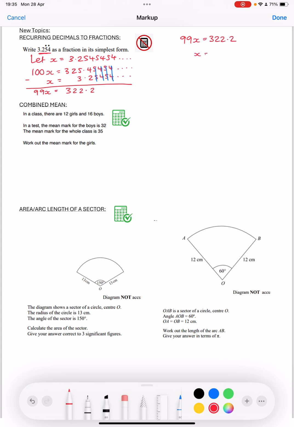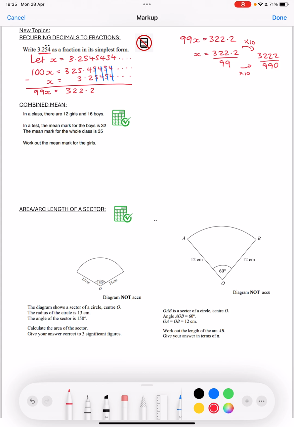If we divide both sides by 99, we get this fraction. And then to get rid of the decimal in the fraction, because we don't want that, we're going to times the top and the bottom by 10 to keep it equivalent. And then we can look to see if we can simplify it.